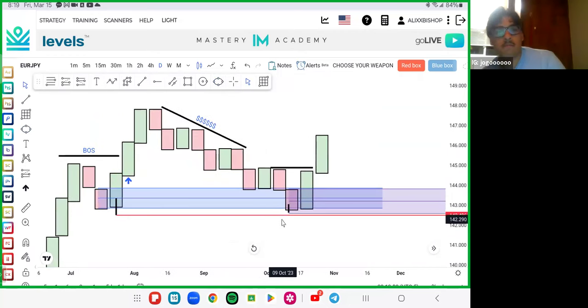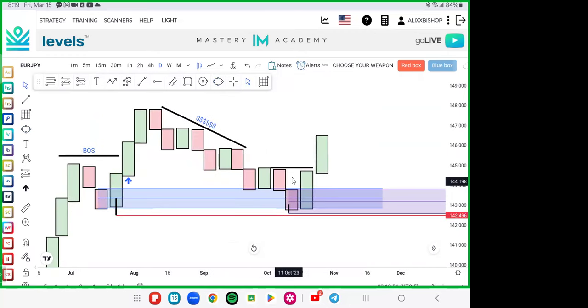Okay, awesome. So now that's one opportunity we can take in the market. We got lower low, lower high, lower low, change of character. Do we have another opportunity in the market, guys? What do we have? Who knows it?